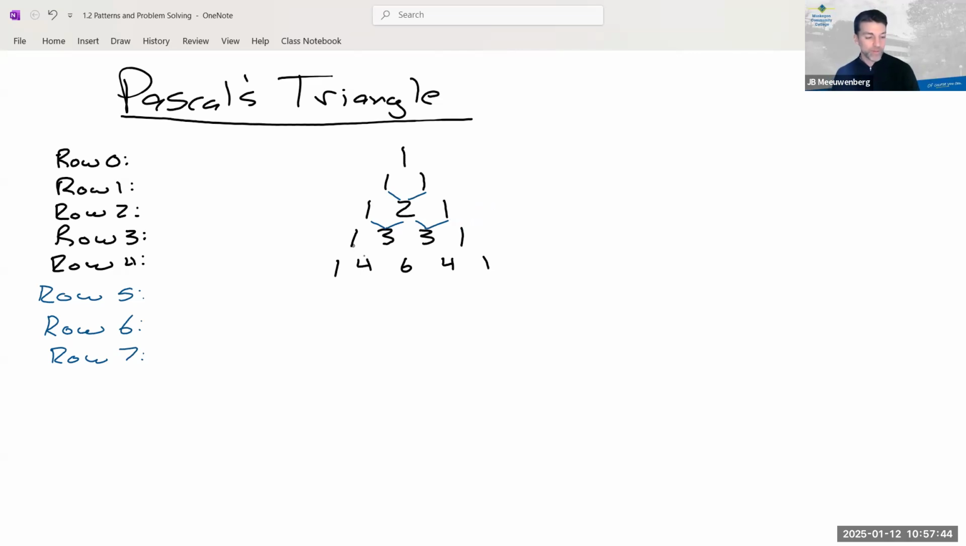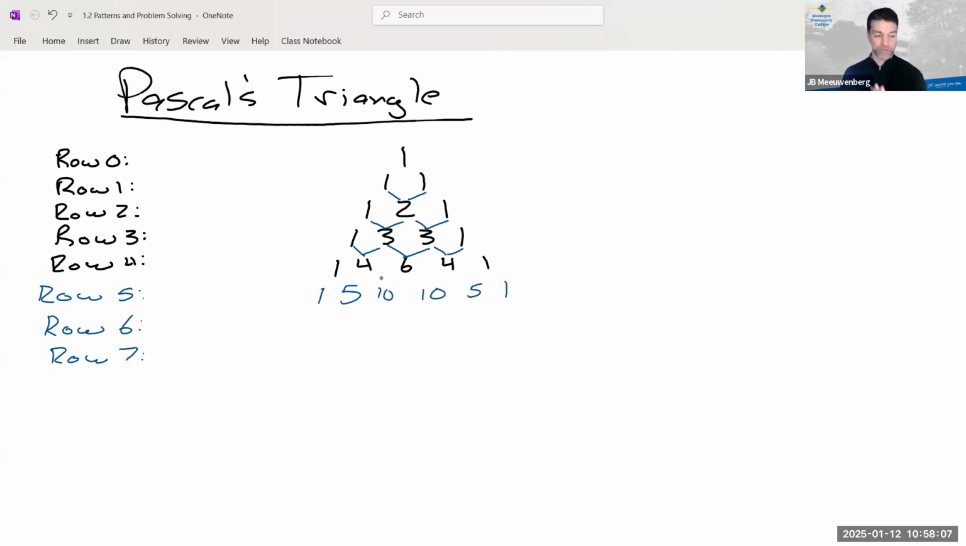Where did this 4 come from? 1 plus 3. 6 was 3 plus 3. 4, 3 plus 1. So if we continue that, we should be able to figure out each successive row. Here we're going to have 1. 1 plus 4 is 5. 4 plus 6 is 10. 6 plus 4 is 10. 4 plus 1 is 5. And then that 1 carries down.